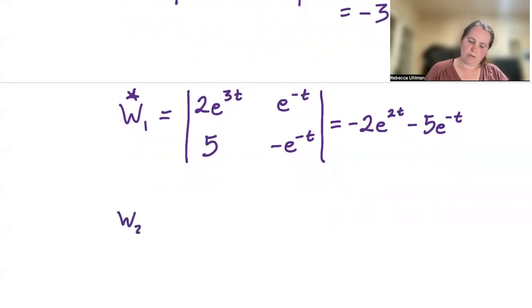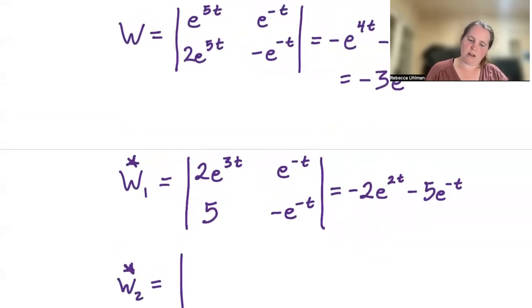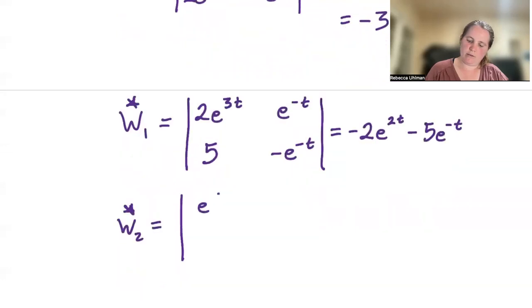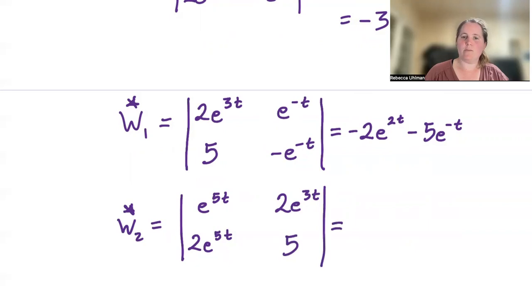For W2 star, we are going to go ahead and leave the first column alone. So that was our e to the 5t, 2e to the 5t. We will replace our second column with our f of t. So replace with 2e to the 3t and 5. Then find the determinant. So we are looking at 5e to the 5t minus 4e to the 8t.